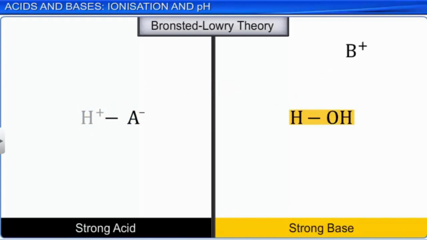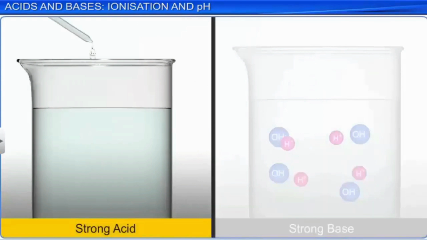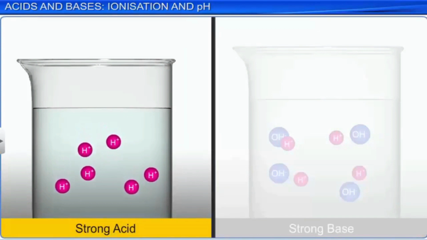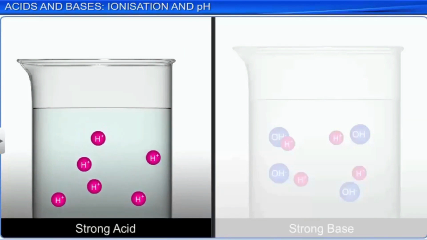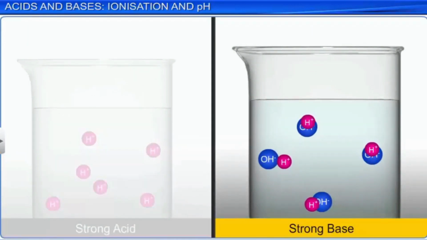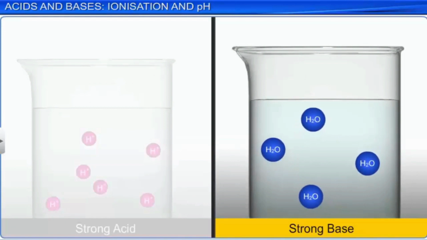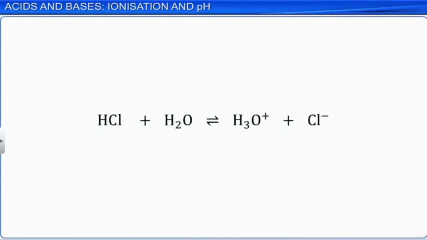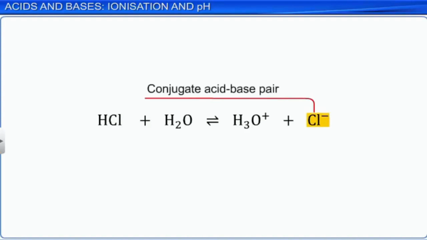The greater the tendency of an acid to donate protons, the stronger it is. Similarly, the higher the tendency of a base to accept protons, the stronger it is. To understand the statement better, consider the ionization of HCl in water. You can see from the equation that Cl- is the conjugate base of HCl and H3O+ is the conjugate acid of the base H2O.